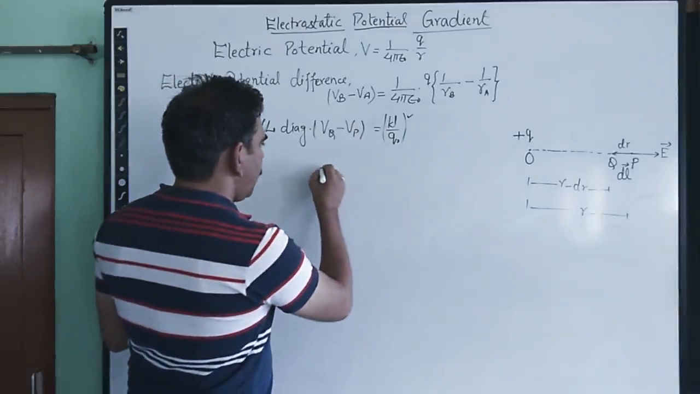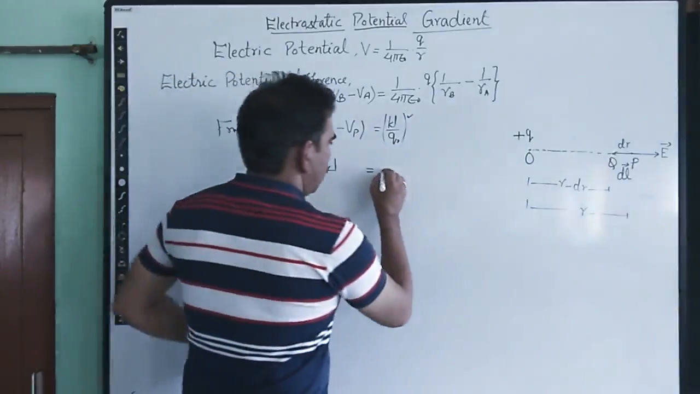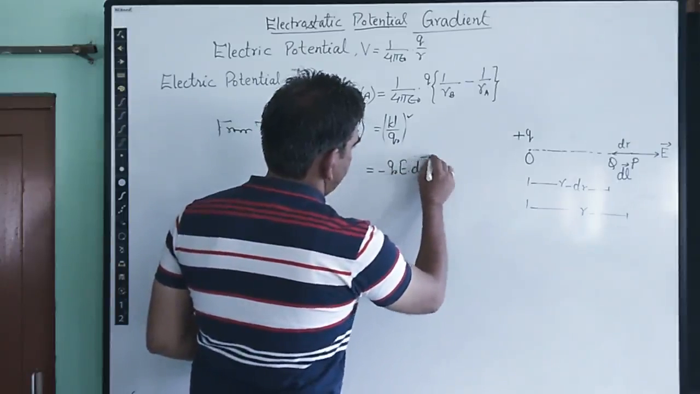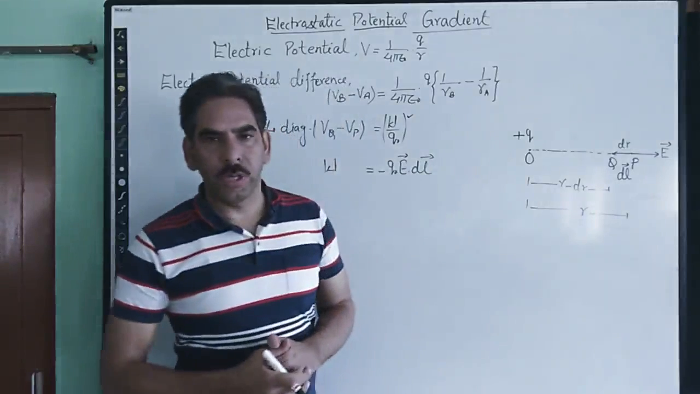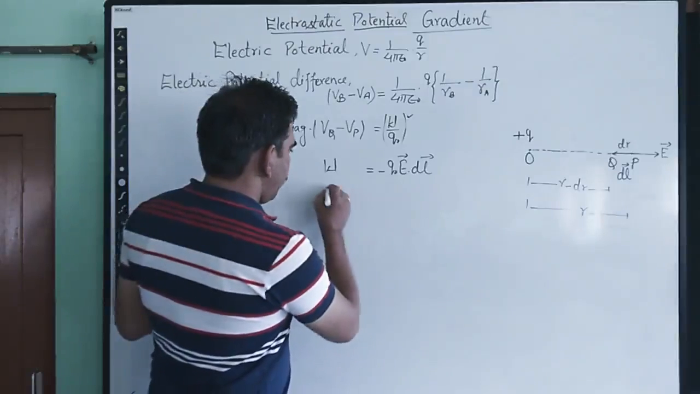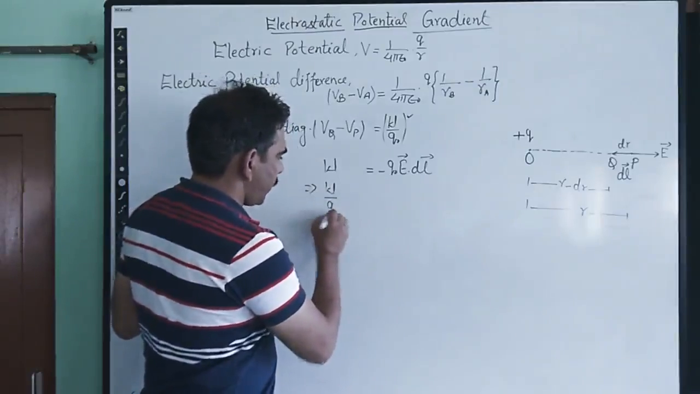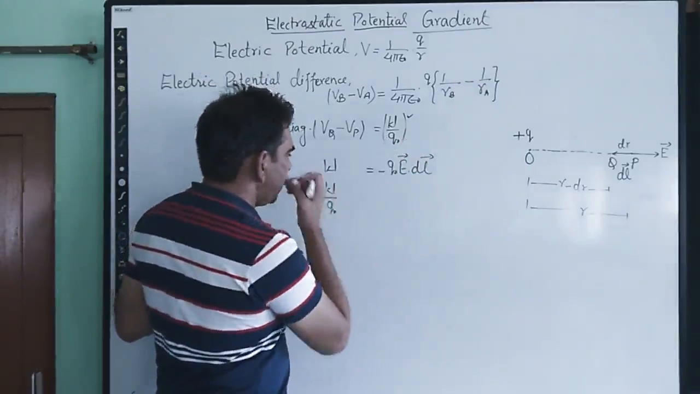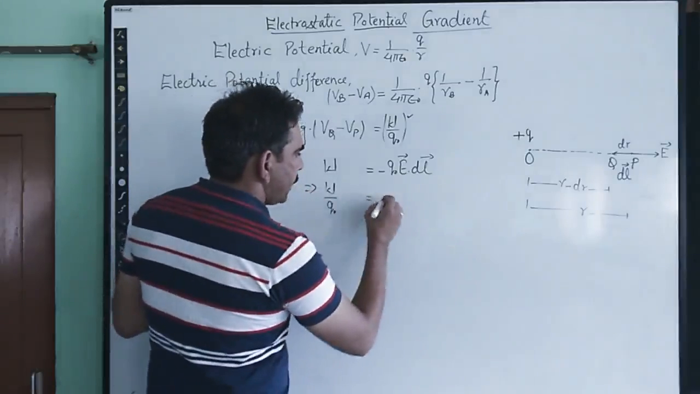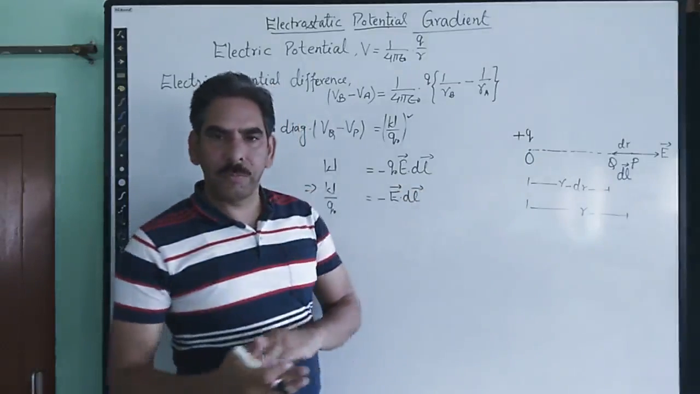From here the amount of work done is simply given by minus Q naught E dot dl, by the definition of work done in this case. So we can take this Q naught to the left side, and it becomes work done per unit charge, which is actually the potential difference between the points P and Q. It is given by minus E dot dl, where dl is the displacement between P to Q.